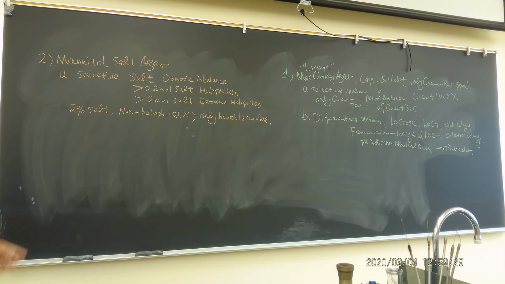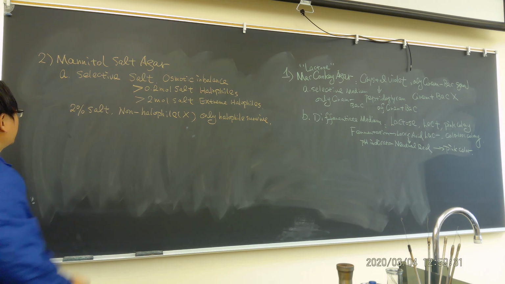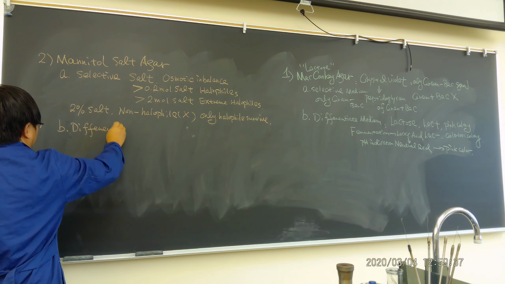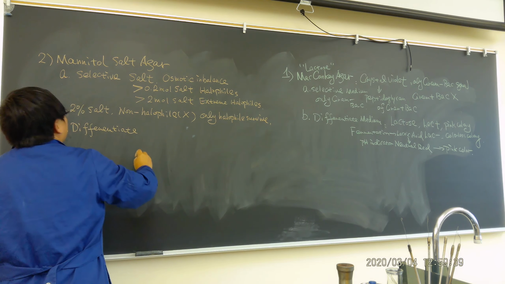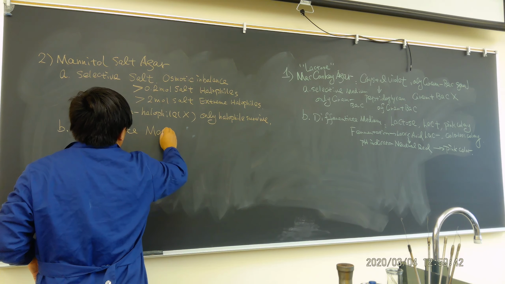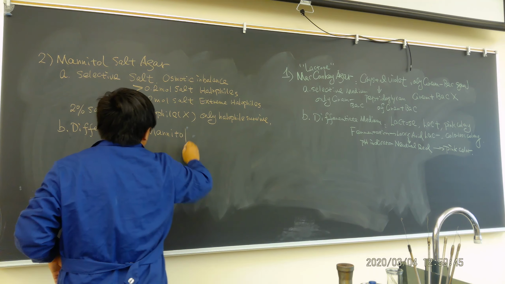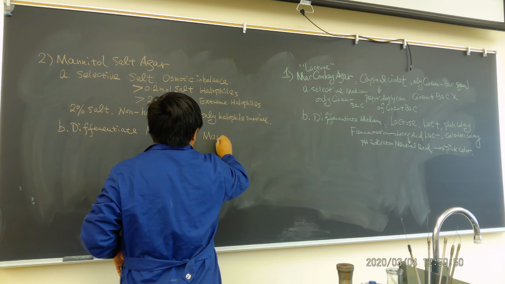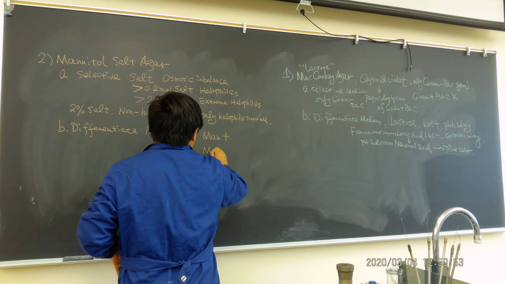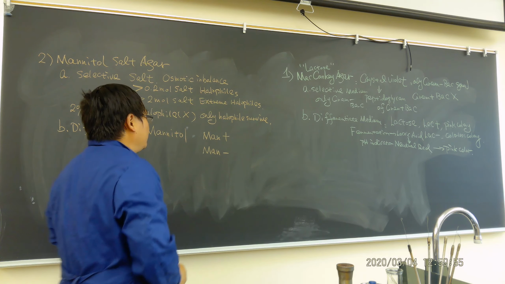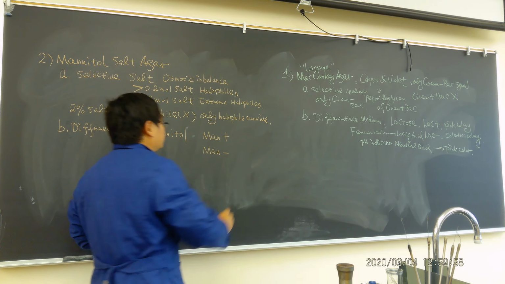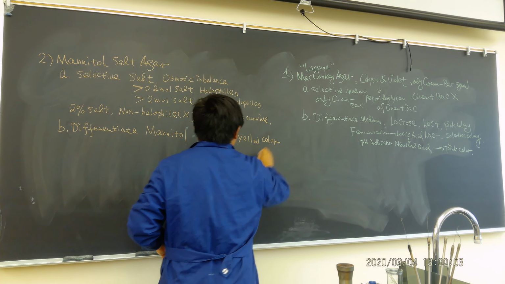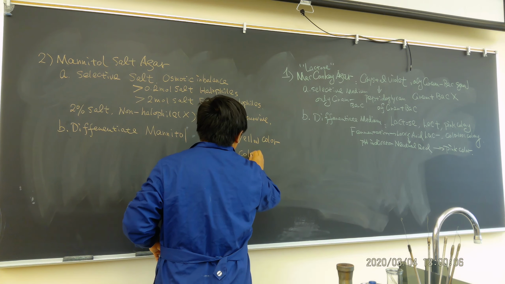Okay, so that's a selective medium because of the salt. This is also a differentiated medium because of the mannitol. Now mannitol is a sugar. We call it a modified sugar. Mannitol fermentation can be positive or negative. If the bacteria is mannitol fermentation positive, it is a yellow color. If it's mannitol fermentation negative, it is colorless.